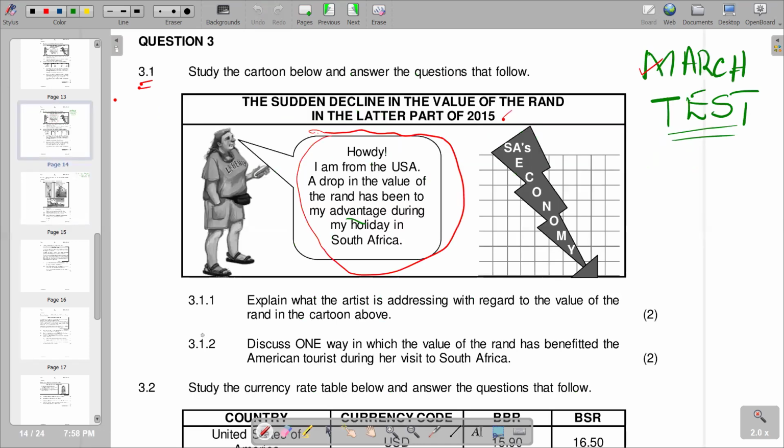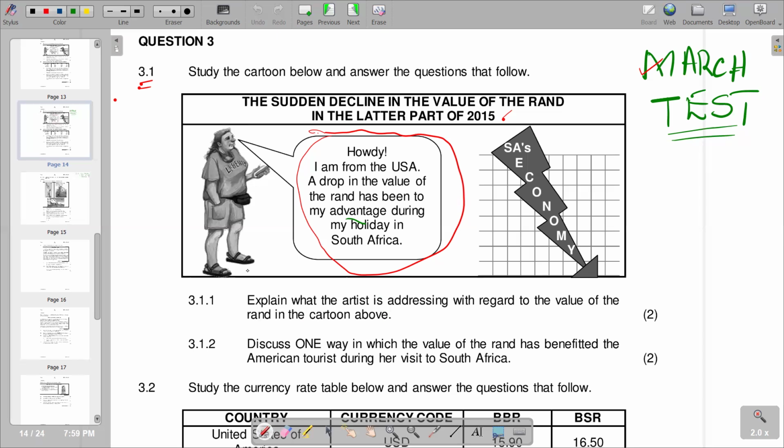On the second question, 3.1.2, we must discuss one way in which the value of the rand has benefited the American tourists during a visit to South Africa. How is the American tourist benefiting? If the rand is devalued, it means the tourist needs fewer units of the US dollar to buy the same amount of rands. So the US dollar has gained value against the rand.